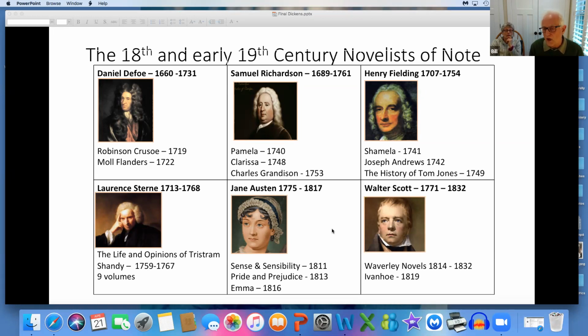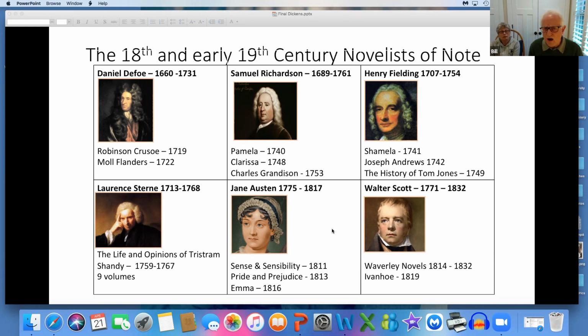And then there's Walter Scott, who did the Waverley novels. He was a poet, a very, very famous poet before he decided to write these novels. And of course, he couldn't publish under his own name because novelists weren't gentlemen. His first book was called Waverley, and then he wrote 26 other Waverley novels.